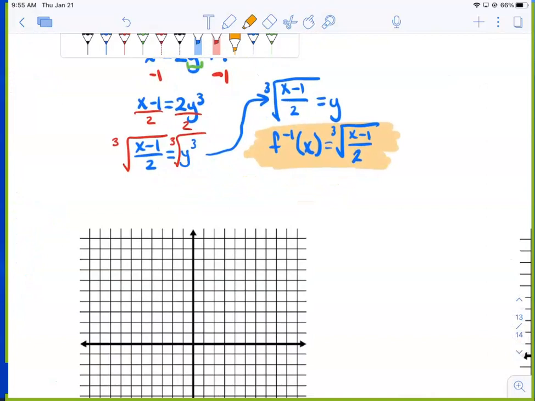Any questions about getting that inverse? Yeah. So the y just turns into the f inverse? Yeah, that's it. And again, on GoFormative, you can leave it as a y, that's fine. But I do want to make sure you guys understand that f inverse notation.